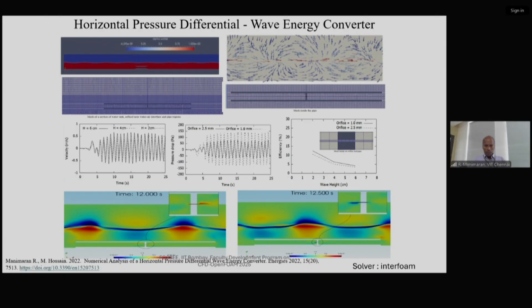We have compared different wave heights and different orifice diameters, 1 millimeter and 2.5 millimeter, by refining the dimension, and found out the efficiency. We found that a lower orifice, 1 millimeter compared to 2.5 millimeter, gives a better efficiency.